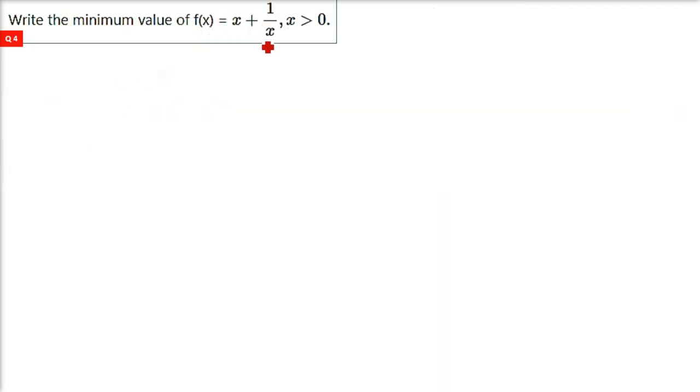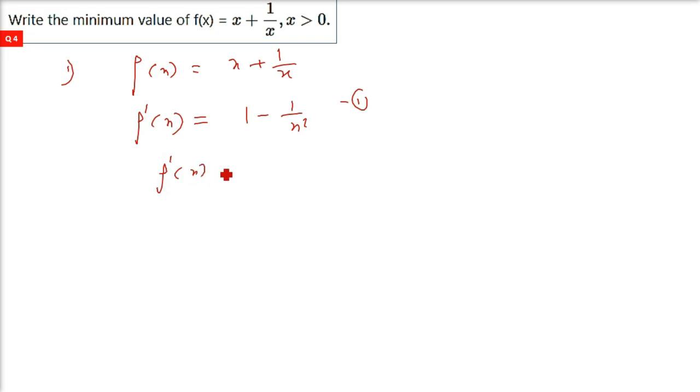Write the minimum value of f(x) equals x plus 1 by x for x greater than 0. First thing is f(x), which is x plus 1 by x. Now for the minimum value, you need to have the differentiation. F dash x is 1 minus 1 by x square. This is called equation number 1. For local minimum or local maximum, f dash x equals 0. We call it finding the extreme point or critical point.